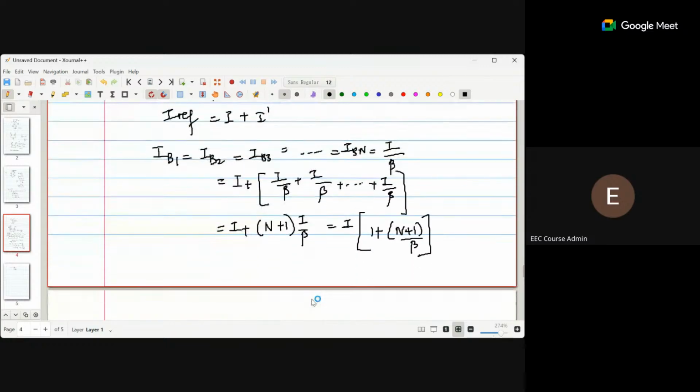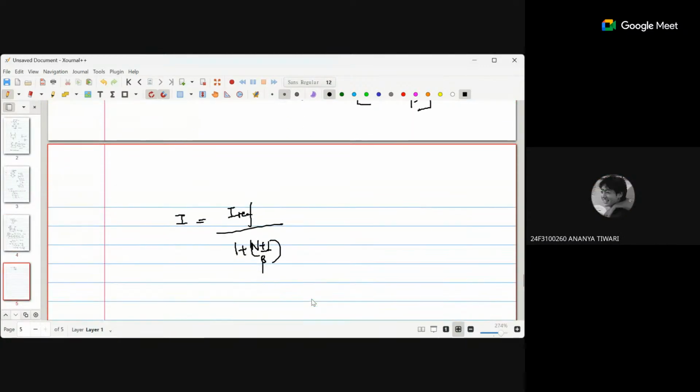So if we try to derive the relation connecting I reference and I, we will get this I as I reference by 1 plus n plus 1 by beta.